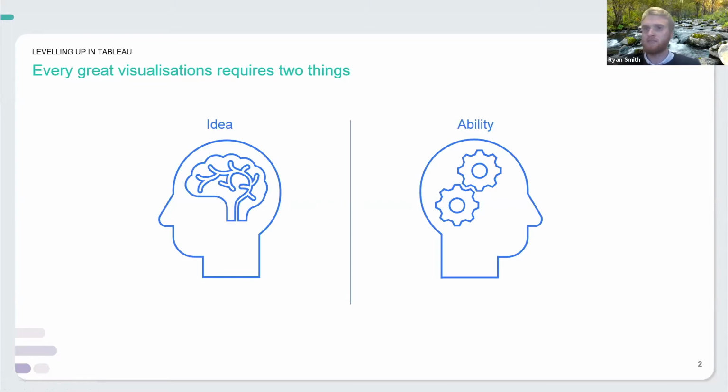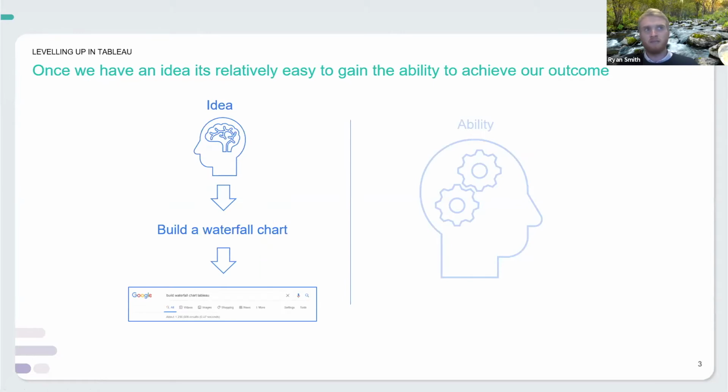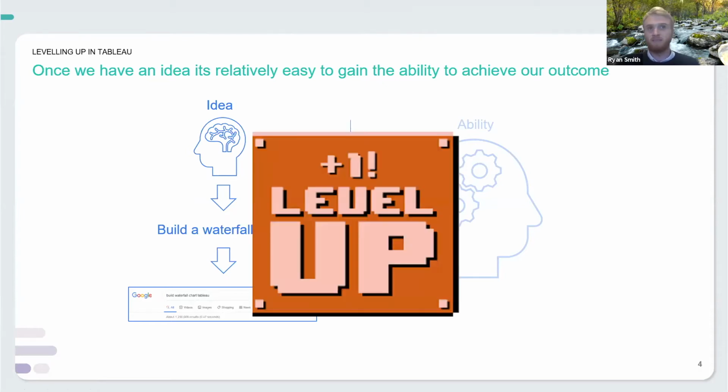In my opinion, every great visualization starts with two things. It needs an idea, and you need the ability to then follow through with that idea. If I had the idea, for instance, I want to build a waterfall chart, like the lovely one behind me, I could just go to Google and type in how to build a waterfall chart in Tableau, or in Power BI. There'll be loads and loads of walkthroughs on there, so I can easily find one, learn how to do it and level up. So I'm always adding that skill to my set of skills.